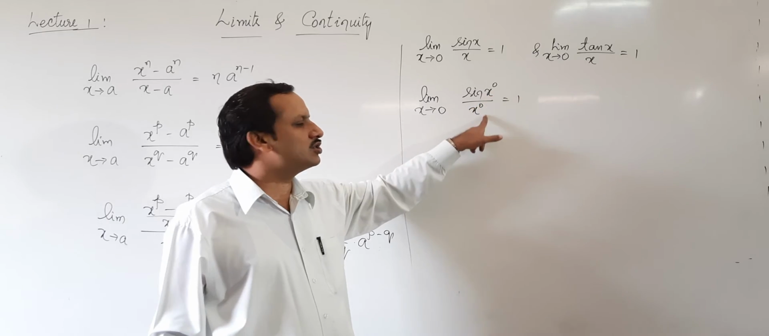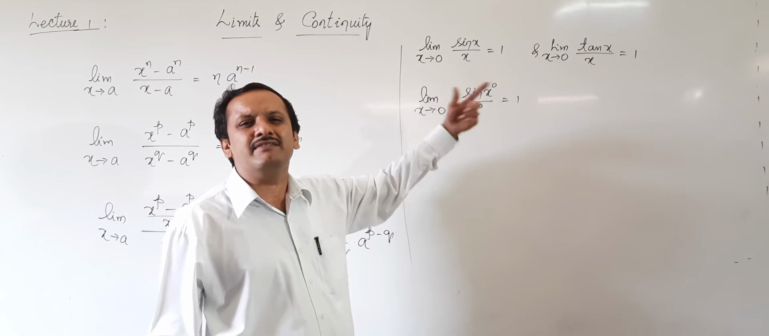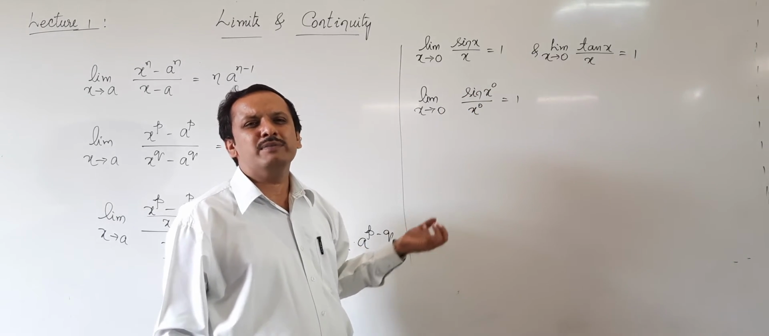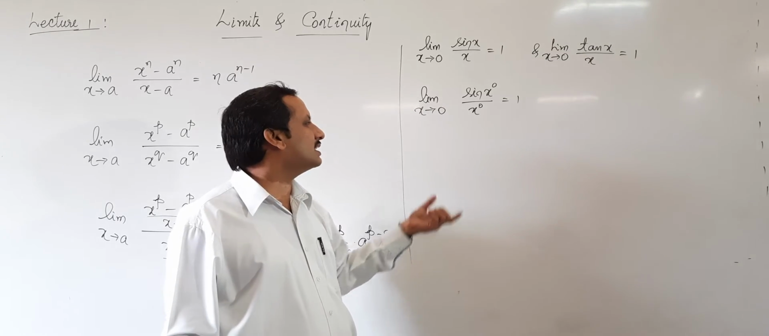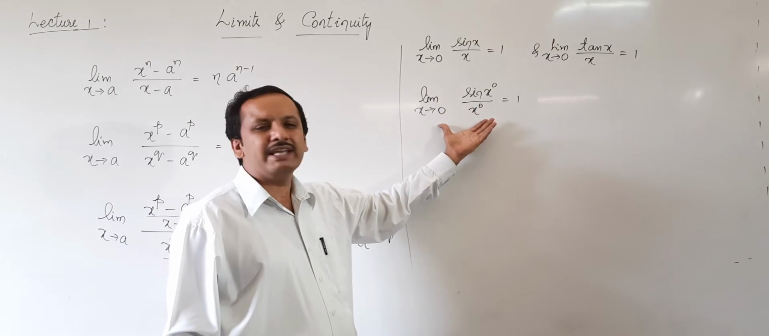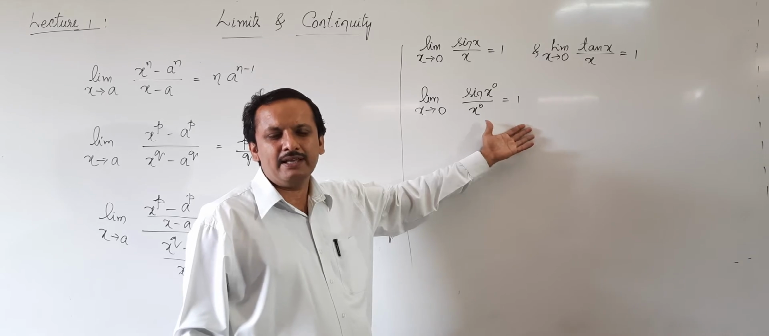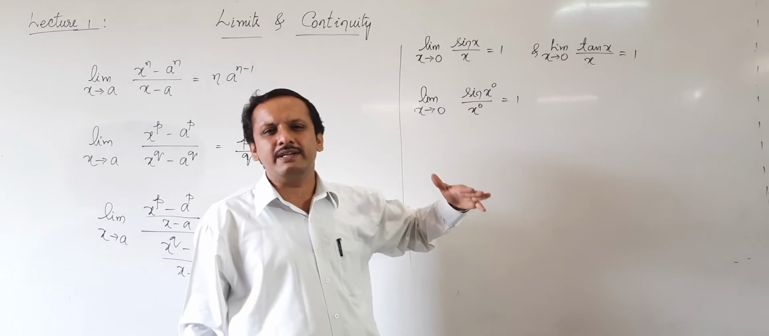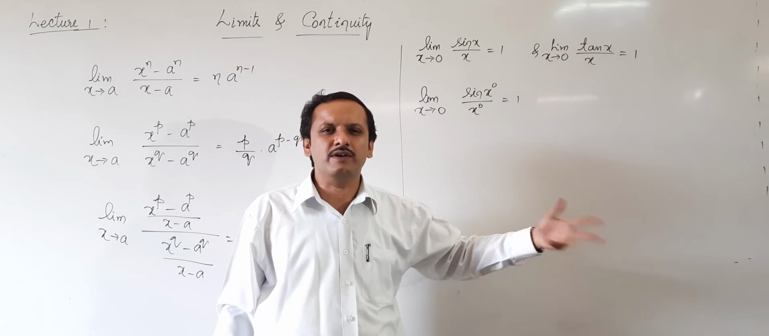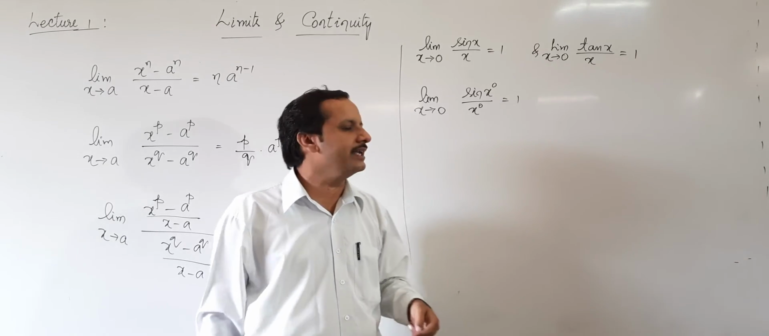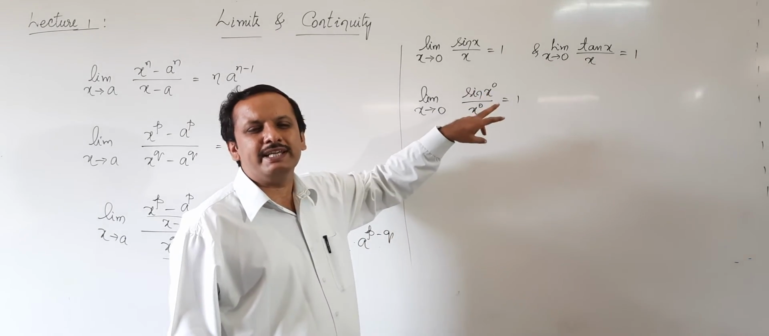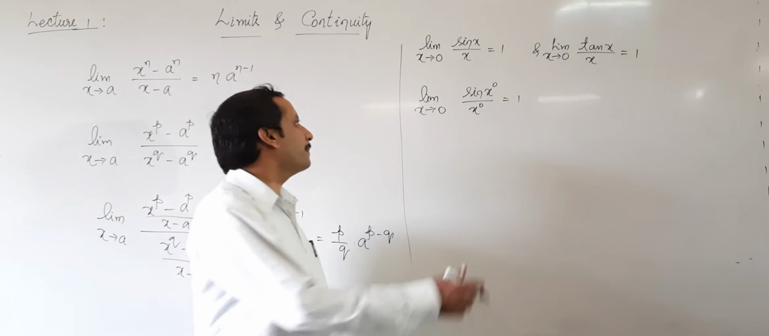But among these two, if one of them is in degrees and the other one is in radians, then we cannot use this formula directly. Then what we have to do is convert either that radians into degrees or one of those degrees into radians. Make sure that either both are in degrees or both are in radians.